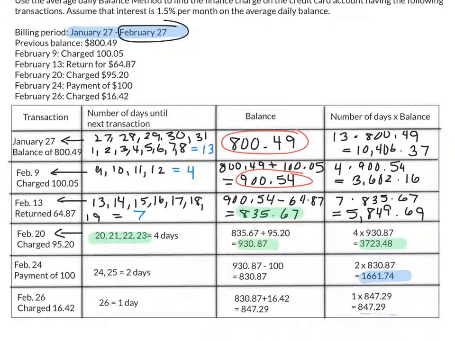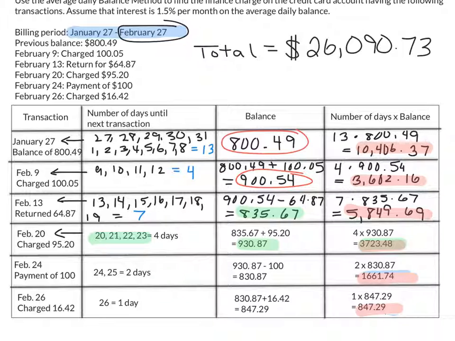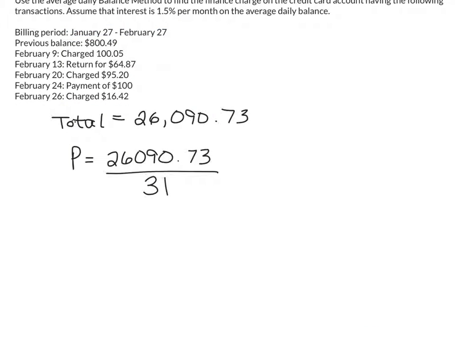Once we complete the chart, our next step is to add up all of the totals that we found in the last column. So we're going to add $10,406.37 to $3,602.16 to $5,849.69 to $3,723.48 to $1,661.74 and to $847.29. When we add all of those values together, we should get a total of $26,090.73. Now we can work on finding the finance charge since we have the total.